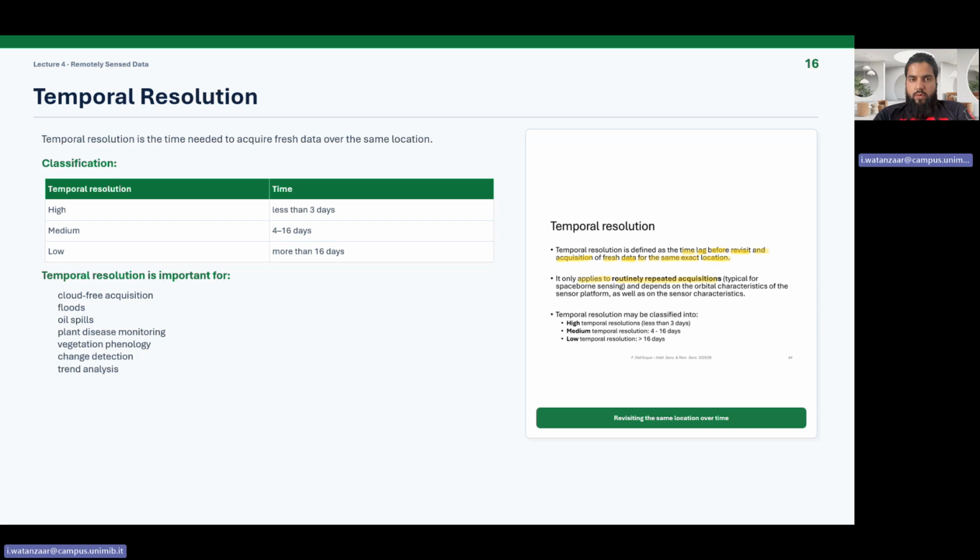Temporal resolution is the fourth resolution type, and we are now looking into it. Temporal resolution is the time needed to acquire fresh data over the same location. This is a really important concept, and we have touched on it a little before. What does the word temporal mean? As the name suggests, time. Temporal resolution is important when we are analyzing data in multiple time frames.